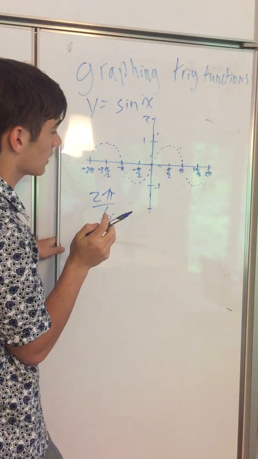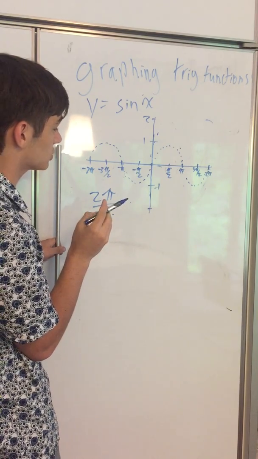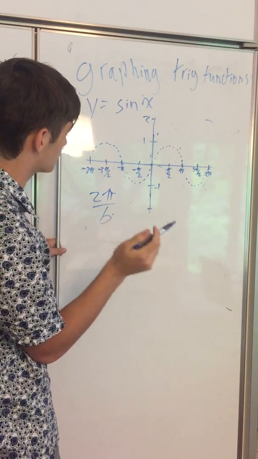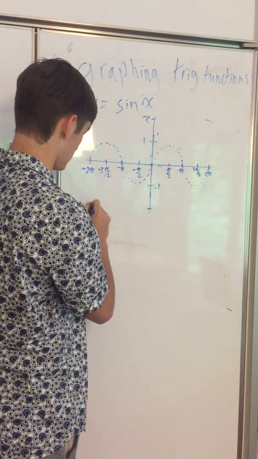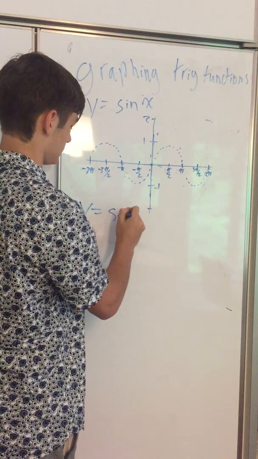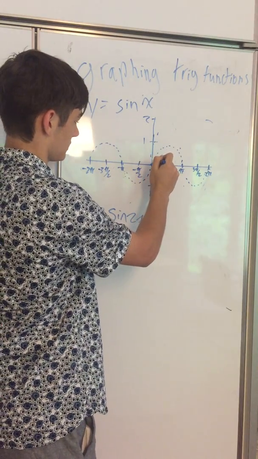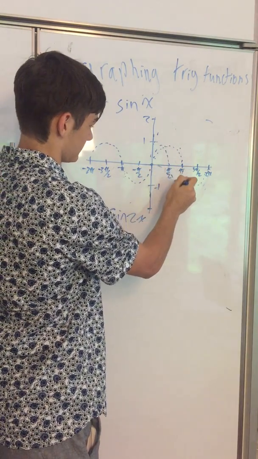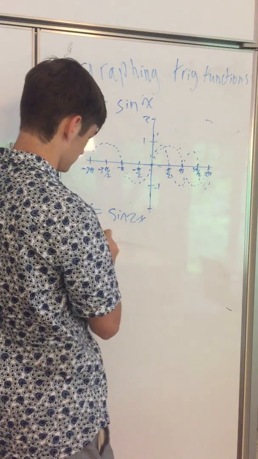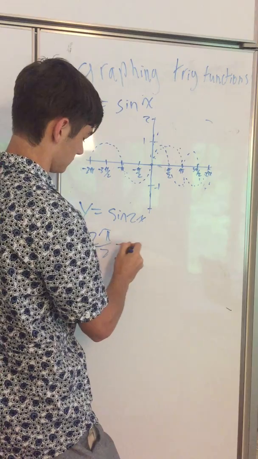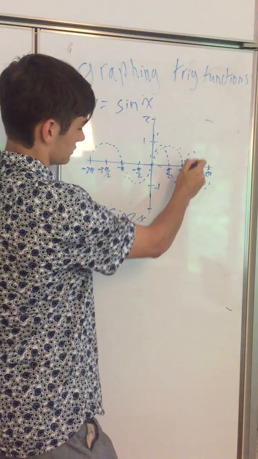But if you changed b to 2, so if b equals 2, where the function is sine 2x, then the graph would look something like this, where now the period, because 2 pi over 2 is equal to pi, would now be pi. You see that? Okay.